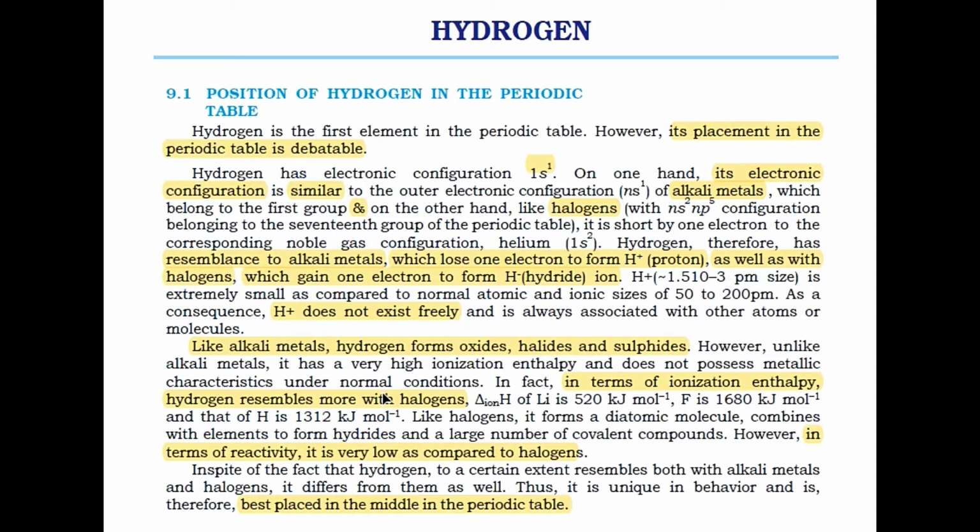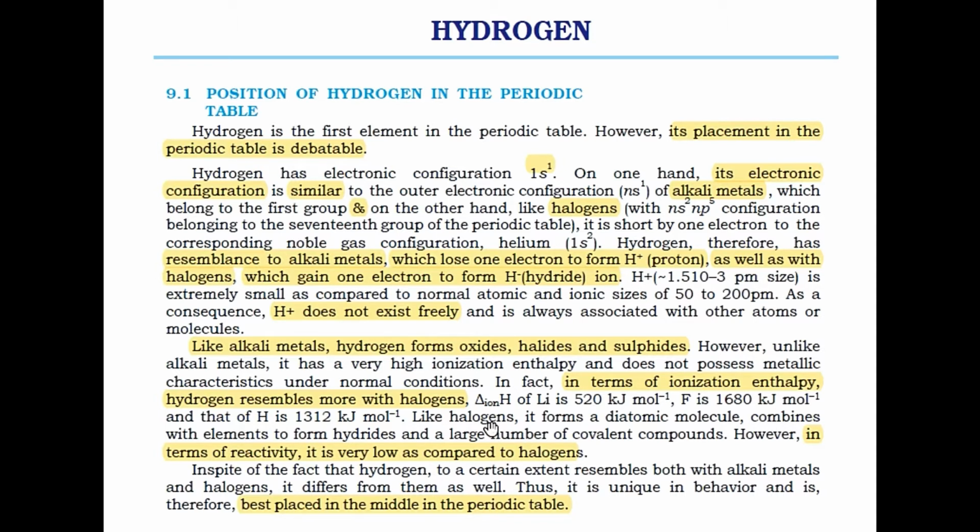We know that all alkali metals have metallic character and low ionization enthalpy. Hydrogen differs in that respect. In fact, in terms of ionization enthalpy, hydrogen resembles more with halogens. If you look at the values, delta H ion, that is ionization enthalpy, thermodynamic parameter, of lithium is 520 kilojoules per mole, fluorine is 1680, while that of hydrogen is 1312 kilojoules per mole. So, if we compare the lithium, fluorine and hydrogen ionization enthalpy, the ionization enthalpy of hydrogen has resemblance to halogens and not with the alkali metals, which have a low ionization enthalpy.